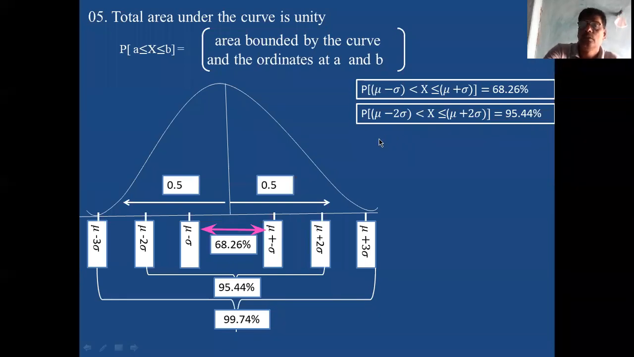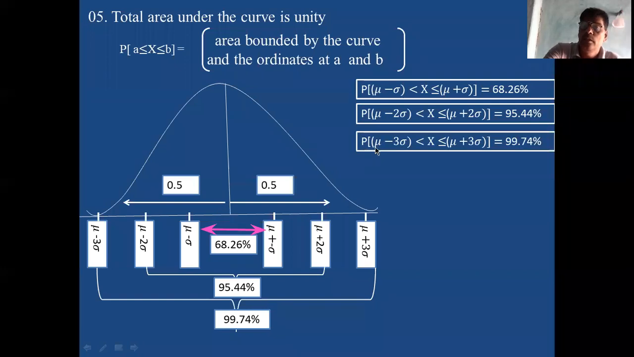Remember this. And next, mean minus 3 standard deviation is less than x and x is less than or equal to mean plus 3 standard deviation. Its probability is 99.74%. These are the given probabilities.